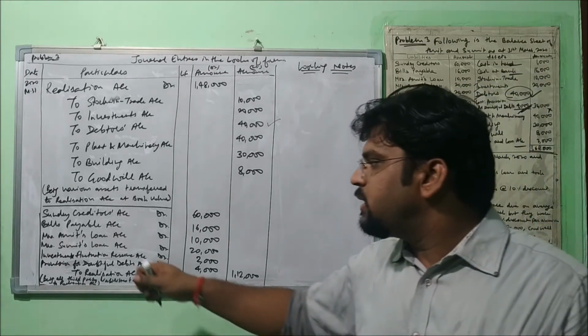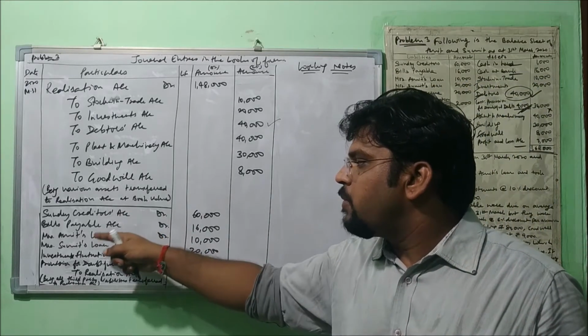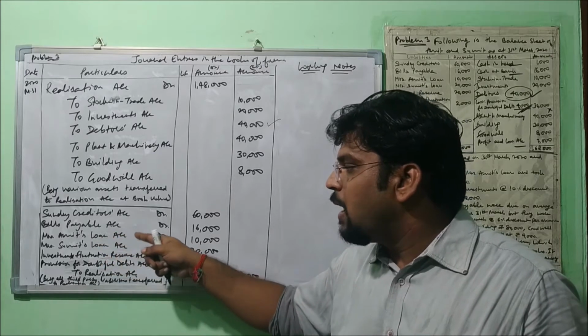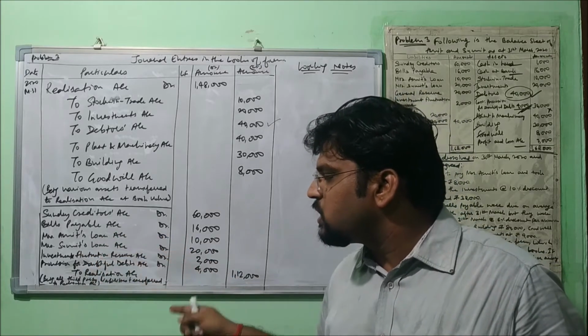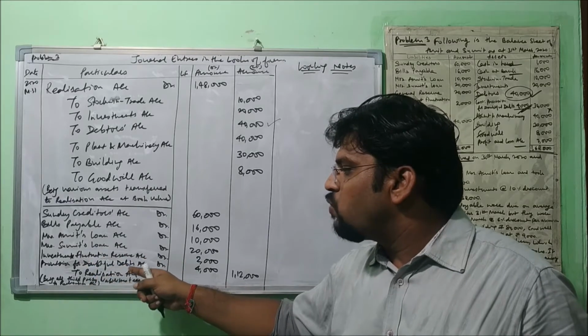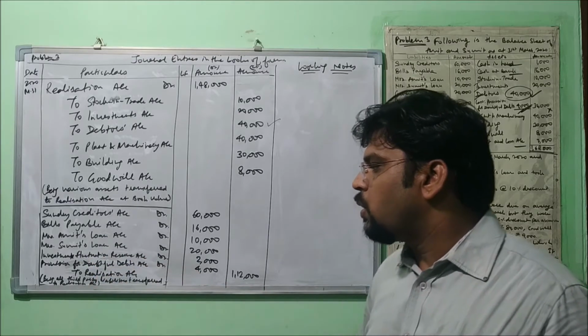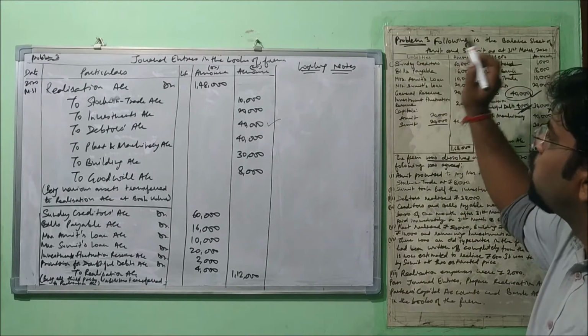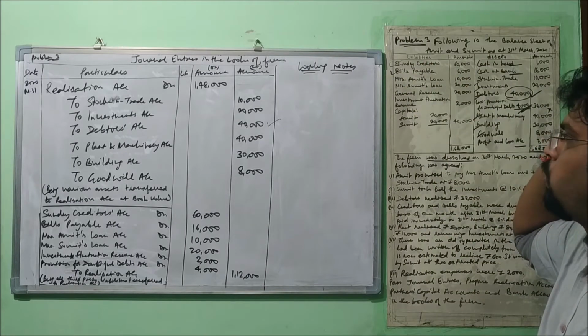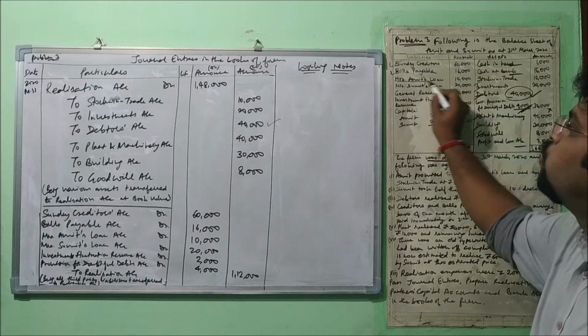What is the entry here? Sundry creditors account debit, bills payable account debit, Mrs. Amit's loan account debit, Mrs. Sumit's loan account debit, investment fluctuation reserve account debit, provision for doubtful debts account debit to realization account. Now let's understand. Creditors have been transferred, no problem. Bills payable transferred, no problem. Let's talk about these two.